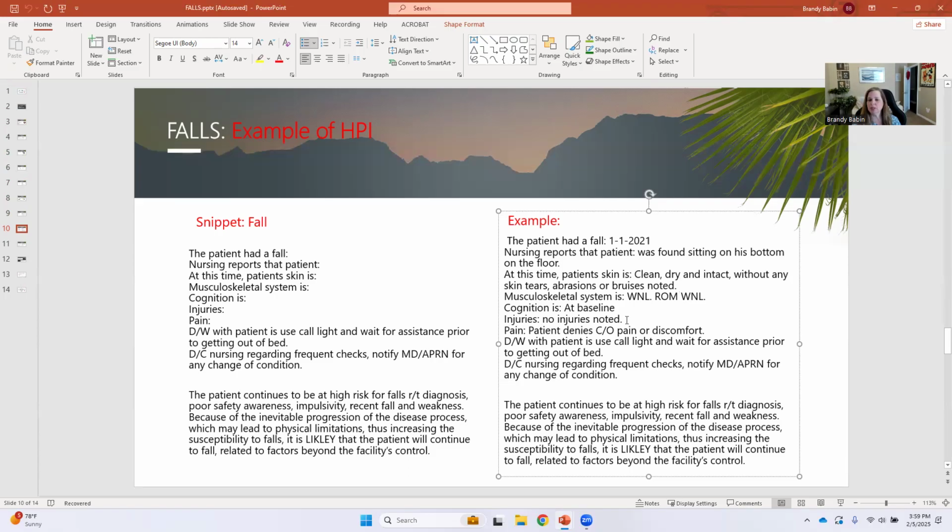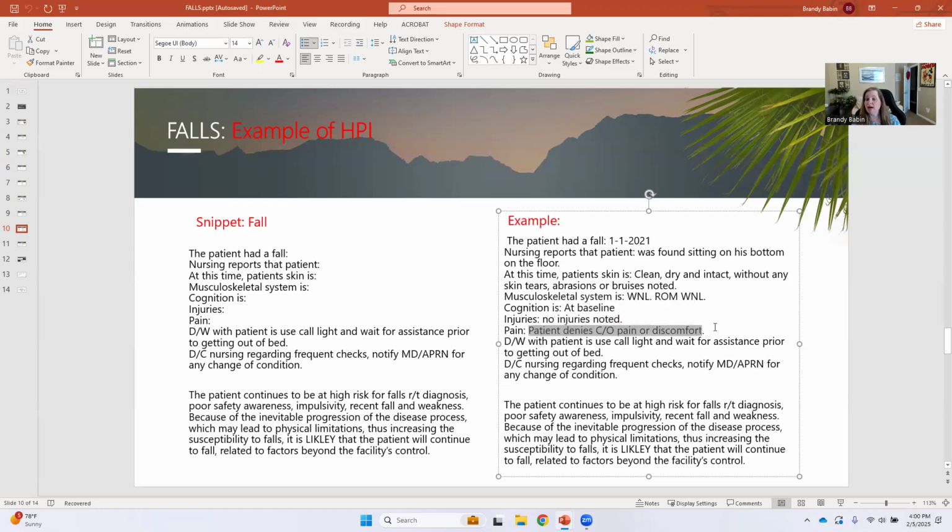Why is that important? Because in a week, if they've got a swollen foot, did that come from the fall? Probably not a week later, but we want to specify that we looked to see if there were any injuries and we didn't see any. There were no injuries at the time of the fall. And then no complaints of pain or discomfort.